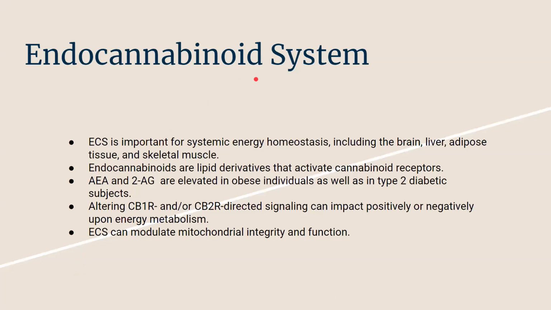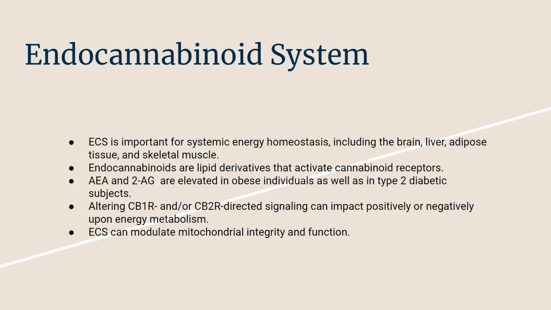Now, what does the endocannabinoid system do here? We know that the endocannabinoid system is important in energy homeostasis, whether it is brain or liver or adipose tissue and skeletal muscles. These endocannabinoids are lipid derivatives that activate the cannabinoid receptors. AEA or anandamide and 2-AG are elevated in obese individuals, as well as in type 2 diabetics. So they said that dysregulation of the endocannabinoid system is causing obesity. Altering CB1 or CB2 receptor directed signaling can impact positively or negatively upon energy metabolism. And the endocannabinoid system can modulate mitochondrial integrity and function. We know that also.